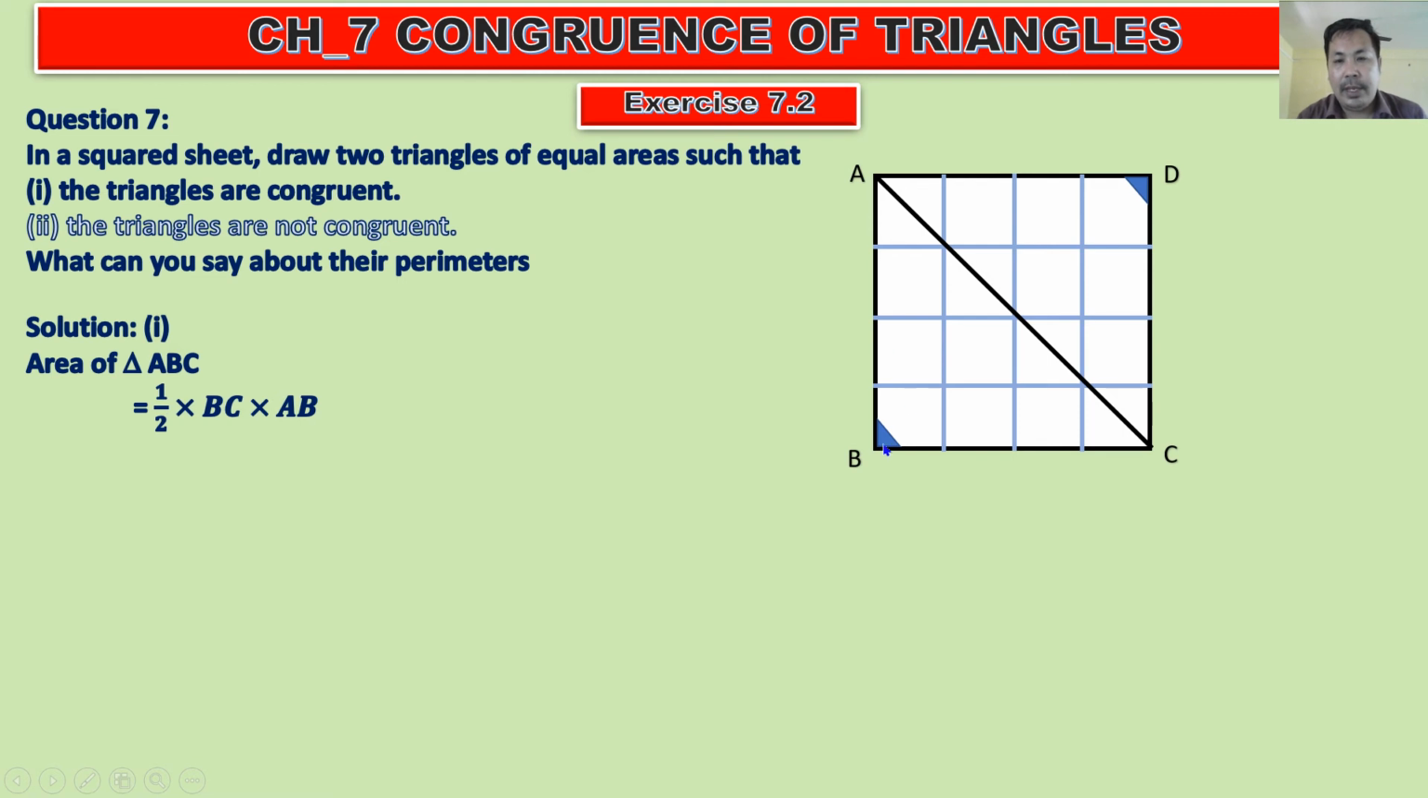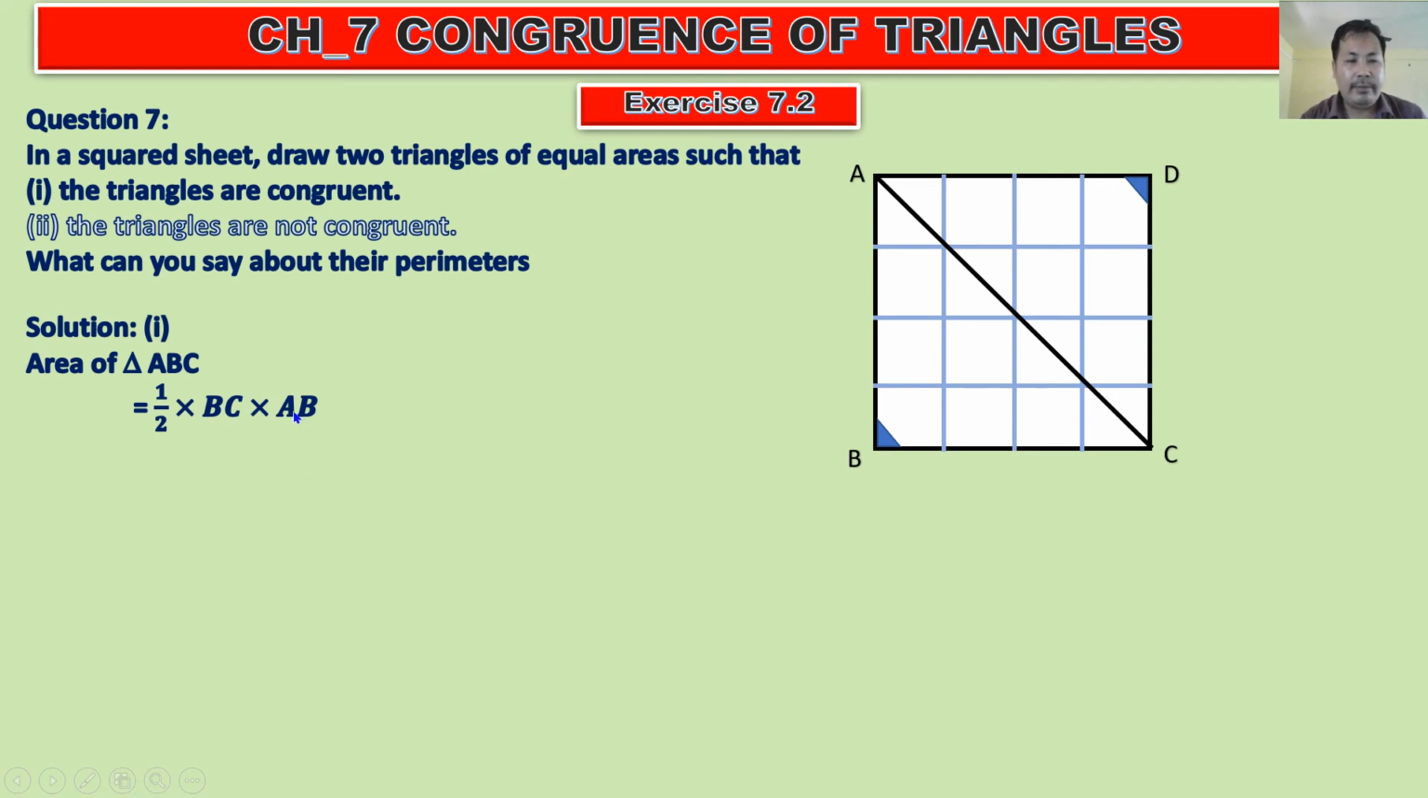Now what is the base of this ABC? Base will be BC here. Okay, clear. And altitude will be AB, height of the triangle. Altitude means height of the triangle. AB is the altitude and BC is the base here. So the area of a triangle, the formula is half into base into altitude, that is, base is BC and altitude is AB here.